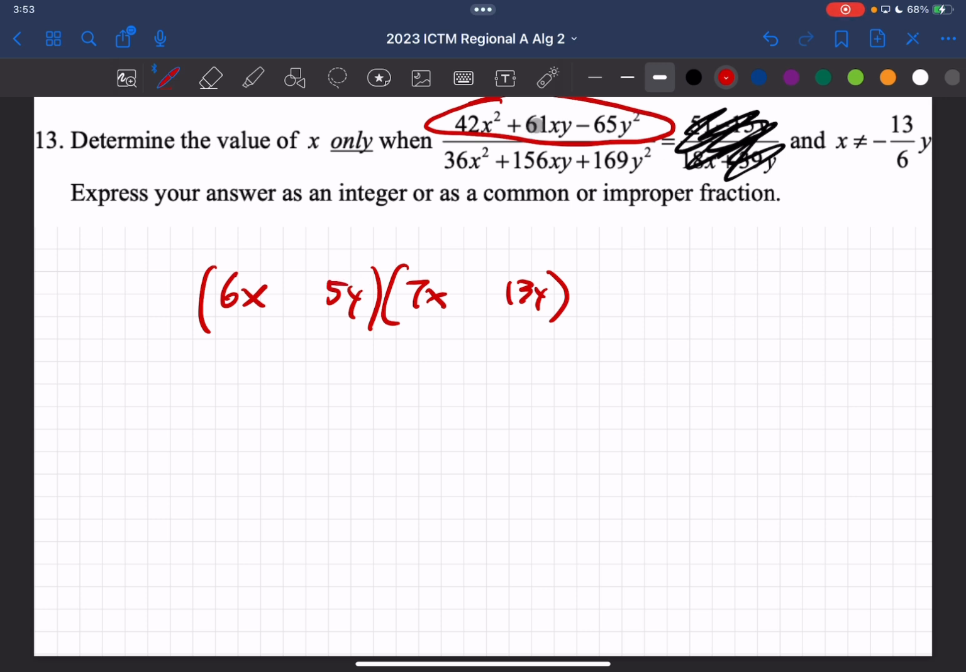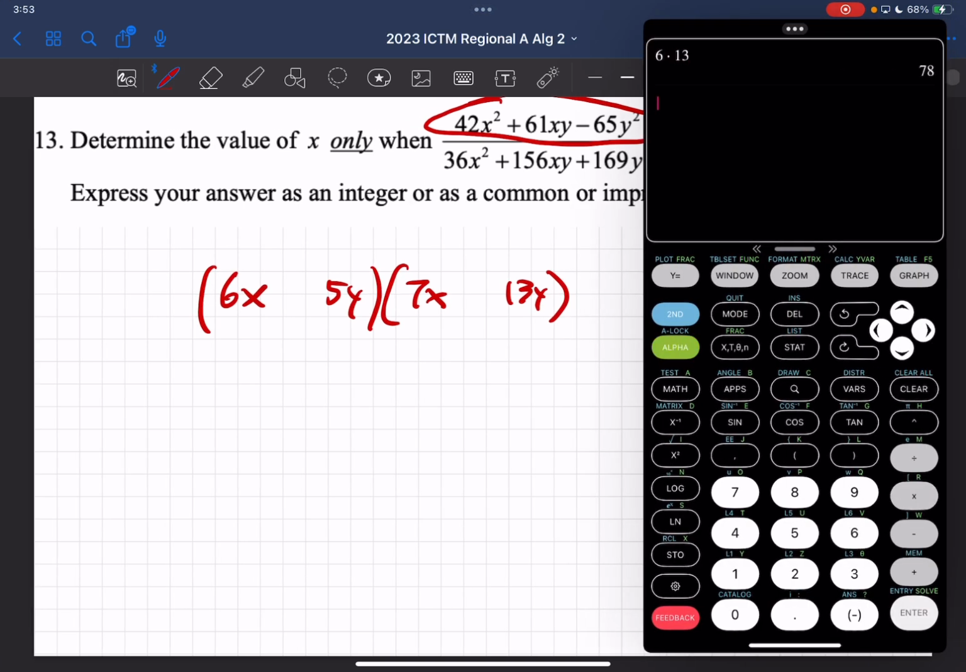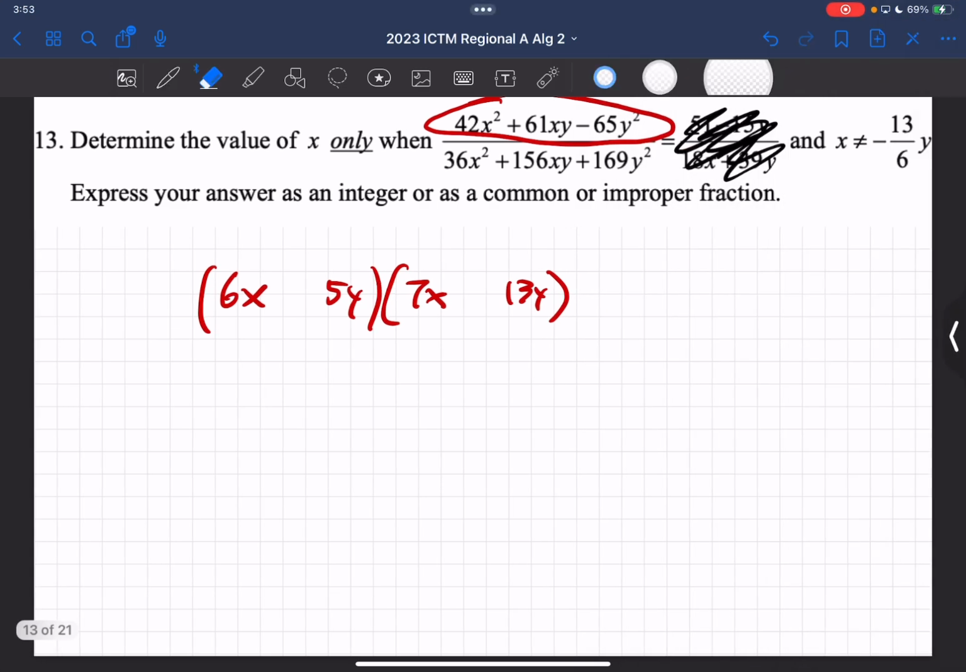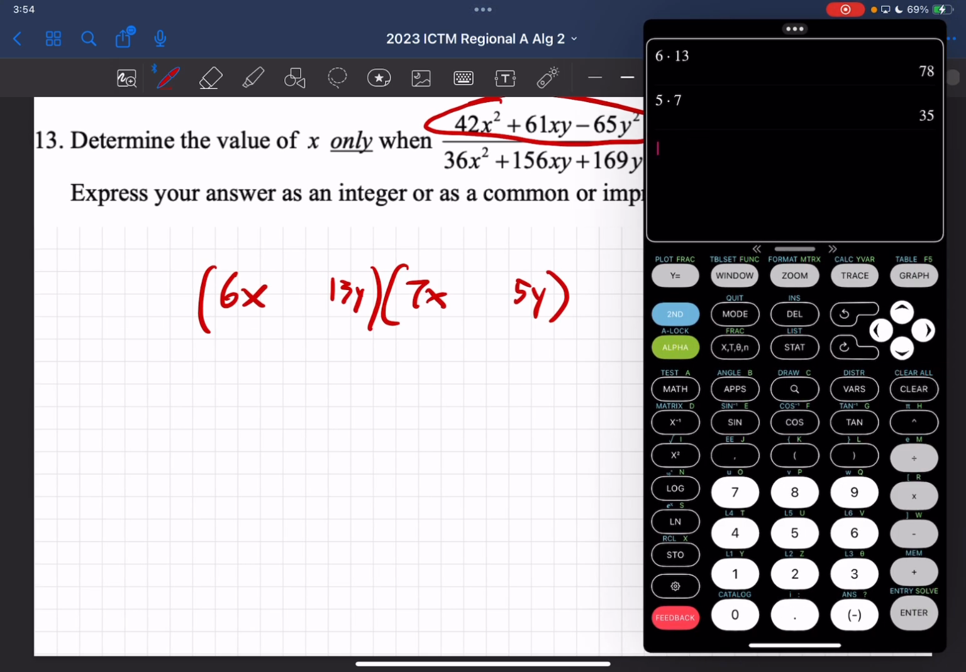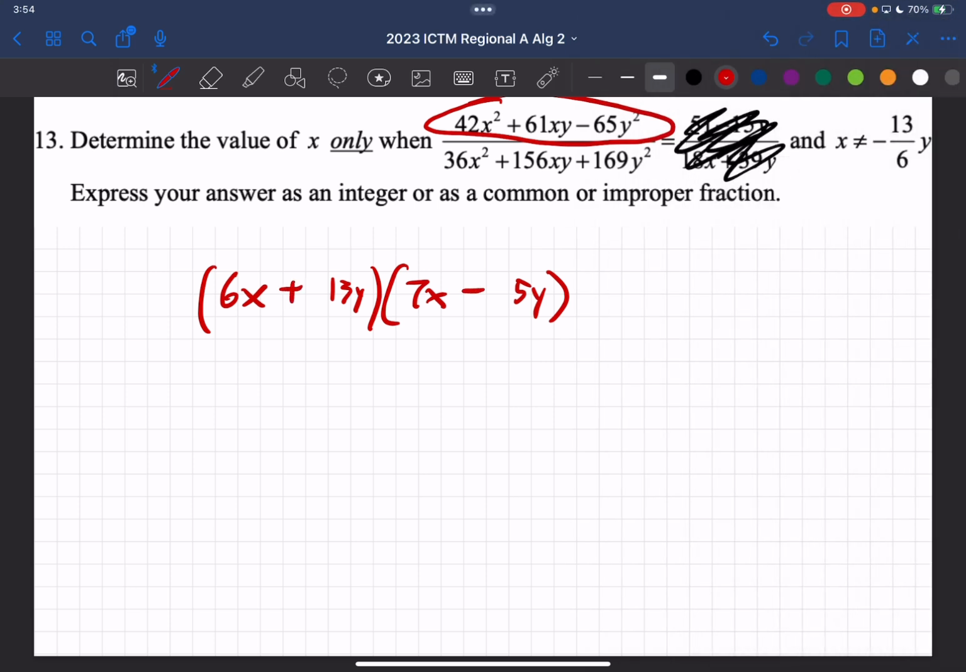Now what I need is to get the middle term of 61. So let's see, 6 times 13 is 78. 5 times 7 is 35. If I subtract them, I do not get 61. So what happens if I flip them? So what if I put 13y over here and 5y over here? So 7 times 13 and 6 times 5. This is looking promising. 91 minus 30. There we go. There's 61. Now I want 61 to be positive, so that means this should be plus and this should be minus.